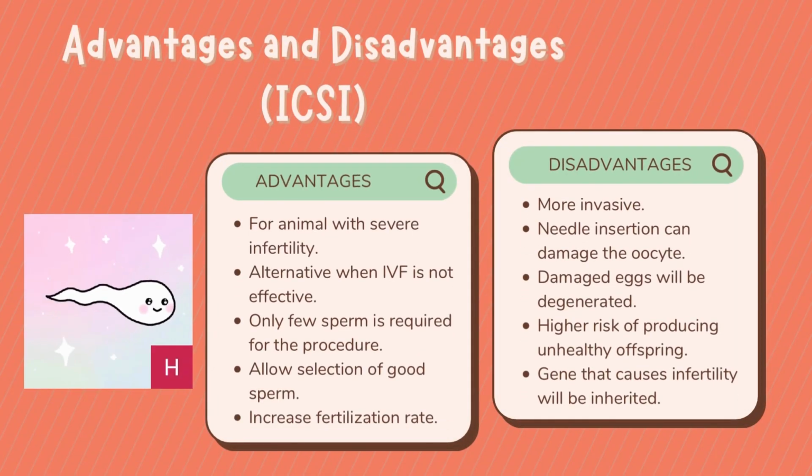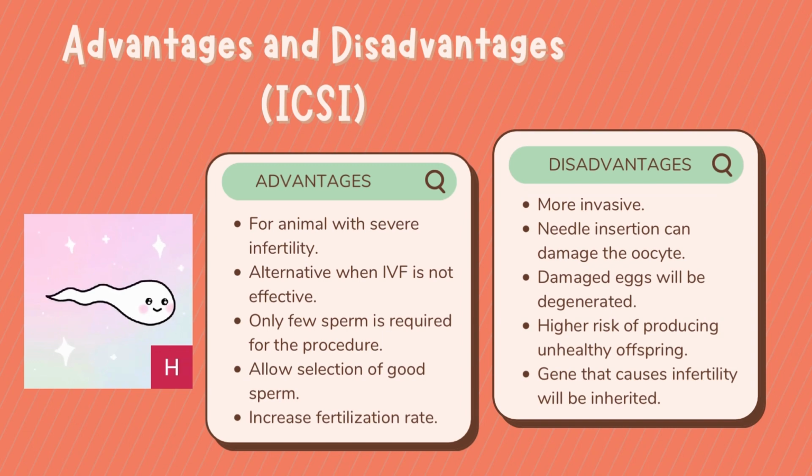So, for the advantages and disadvantages of ICSI. For advantages, it is used for animals with severe infertility, and it is an alternative when IVF is not effective. Only a few sperm are required for the procedure, and it allows selection of good sperm, thus it increases the fertilization rate.